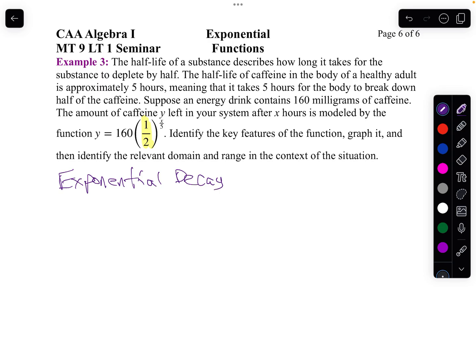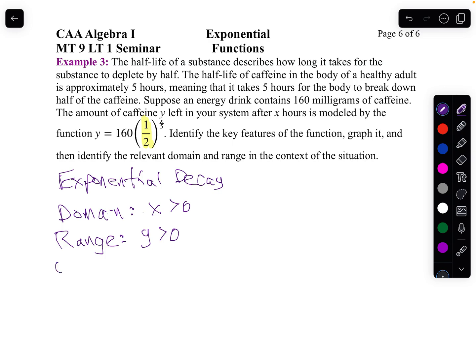Since it's decay, I know my domain is all real numbers. But in this context, can you have negative time? Not really. So I'm going to say my domain is x is greater than 0. My range, because it's exponential, is going to be y is greater than 0. Now, when I say my domain is x is greater than 0, actually it's all real numbers, but within this context, x can't be negative because you can't have negative time.